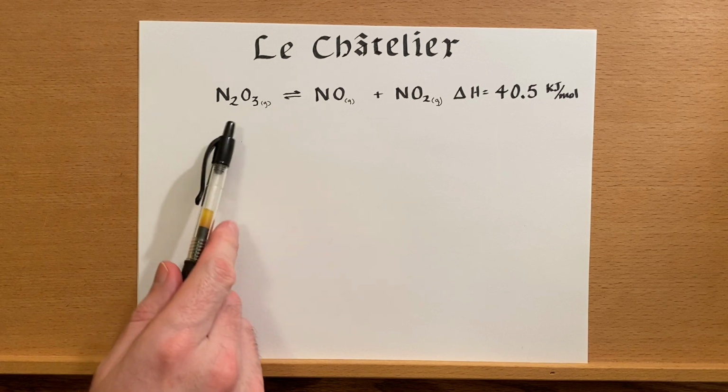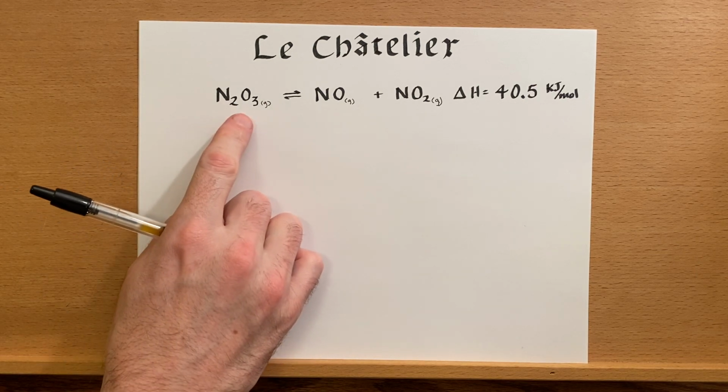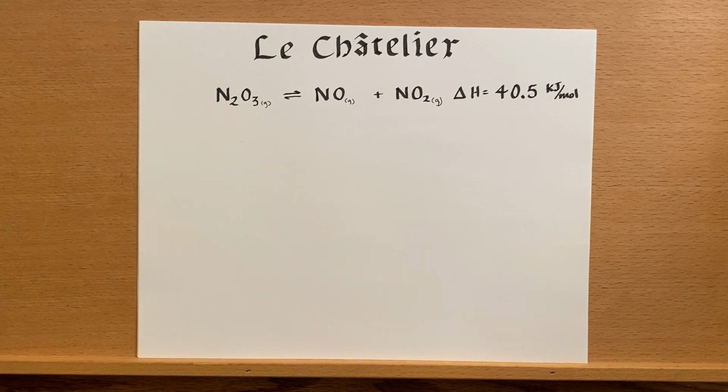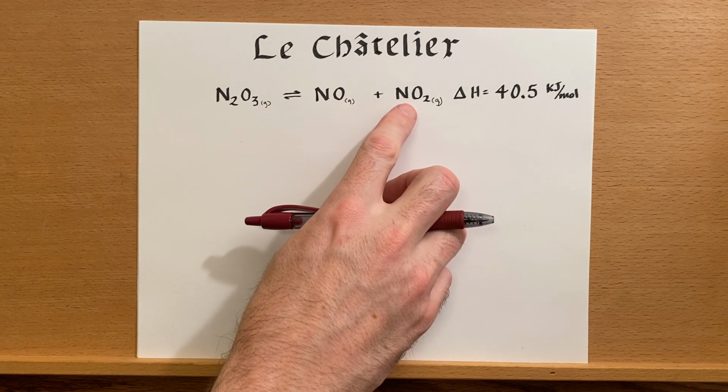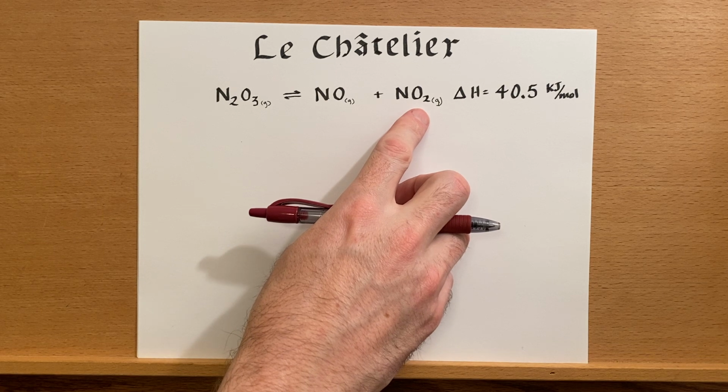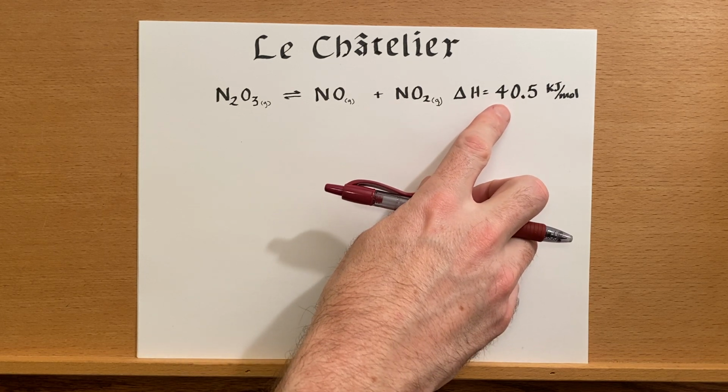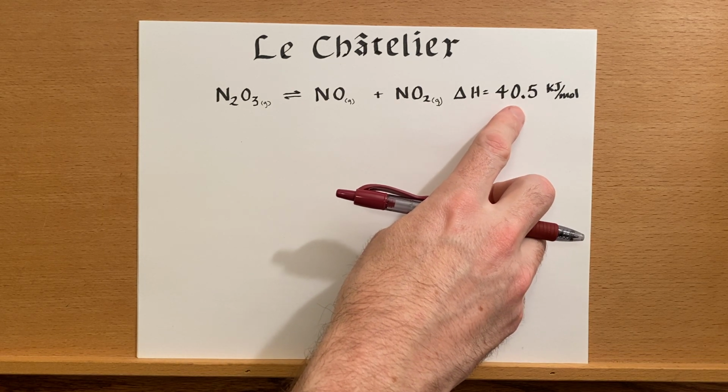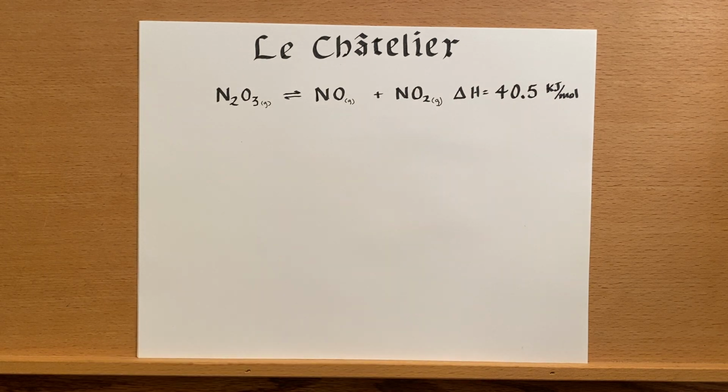And here I have some N2O3 gas in equilibrium with NO gas and NO2 gas. And it just so happens that this reaction is endothermic at 40.5 kilojoules per mole for its delta H.